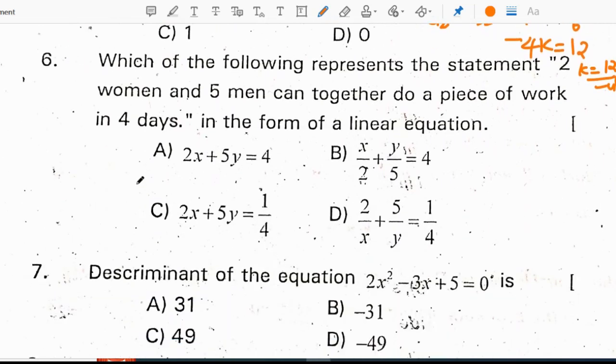Which of the following represents statement two women and five men can do together a piece of work in 4 days in the form of a linear equation? So we need to change this given situation in form of linear equation. The correct option will be 2 by x plus 5 by y is equal to 1 by 4.